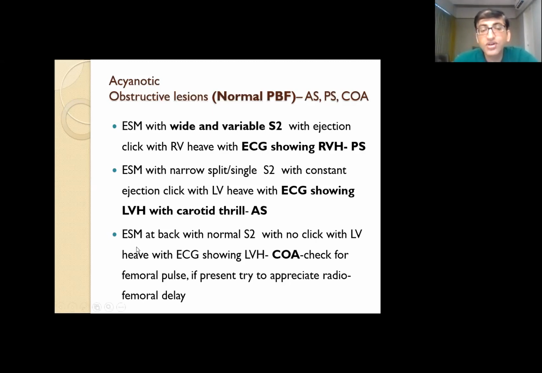Similarly, in coarctation of aorta, you hear some murmur on the precordium, but if you hear a murmur in the back, in the interscapular region, and the intensity of the murmur is more there, then that gives a clue to the possibility of coarctation of aorta.